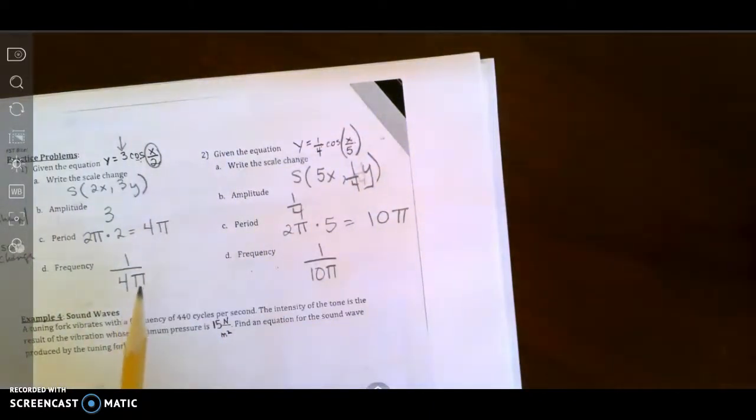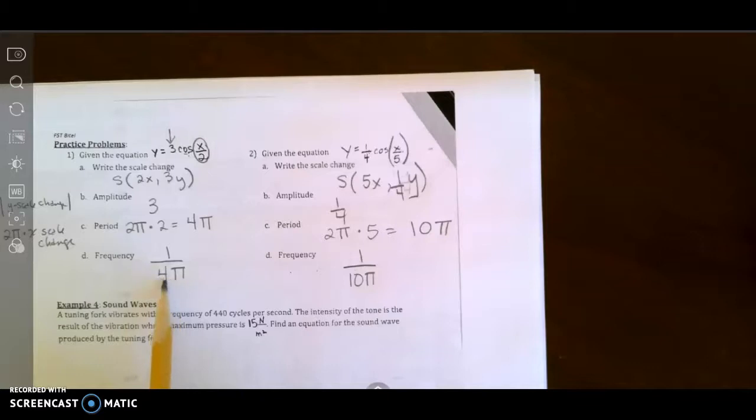I do want to note, this is not 1/4 pi. That would mean pi was in the numerator. This is 1 divided by 4 pi. This is not 1/10 pi, because that would mean pi was in the numerator. It's 1 divided by 10 pi.